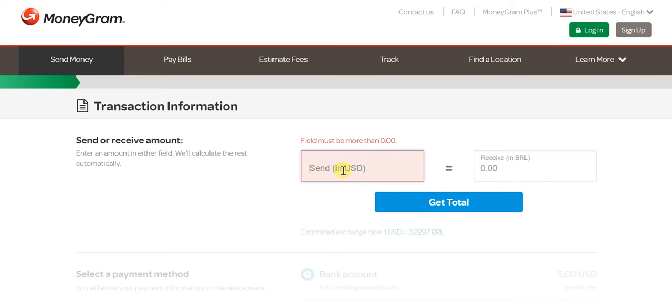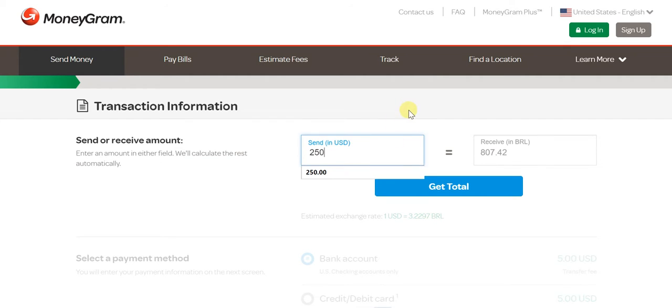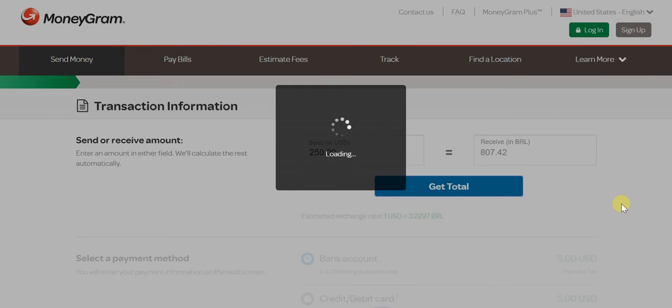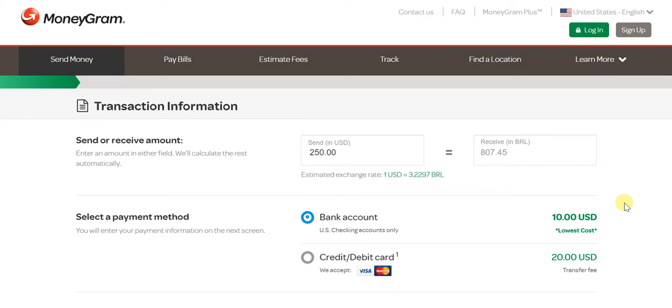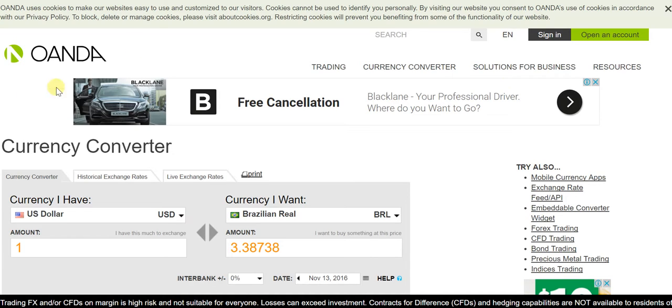So let's say okay, to start off, we choose 250 as the amount to which the receiver is to receive in Brazilian real. So what we find is that it's 807.42. Let's get the total also in place, including the fees that would apply. So the estimated exchange rate which we arrive at is 3.2297 Brazilian real to a US dollar. Let's compare that with what we are finding online.